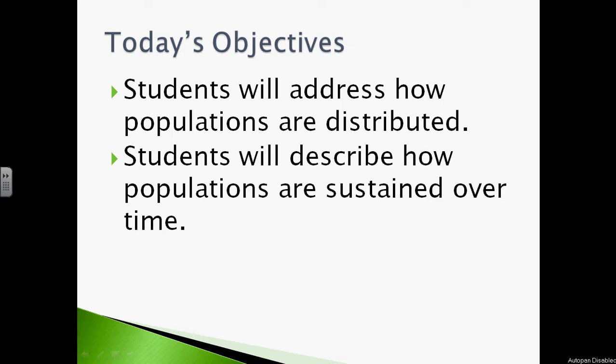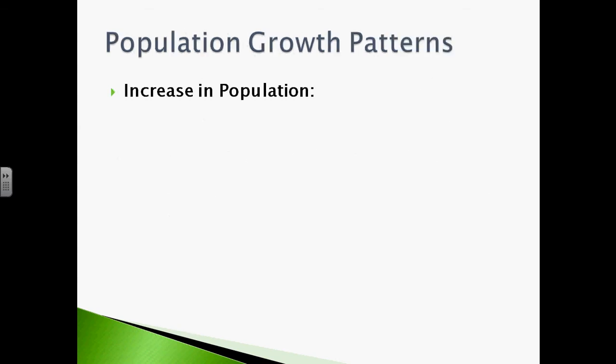We want to study population growth. So again, you need to apply how populations are distributed, and you also need to be able to explain how populations change over time and also how they're sustained. So what could lead to an increase in a population?